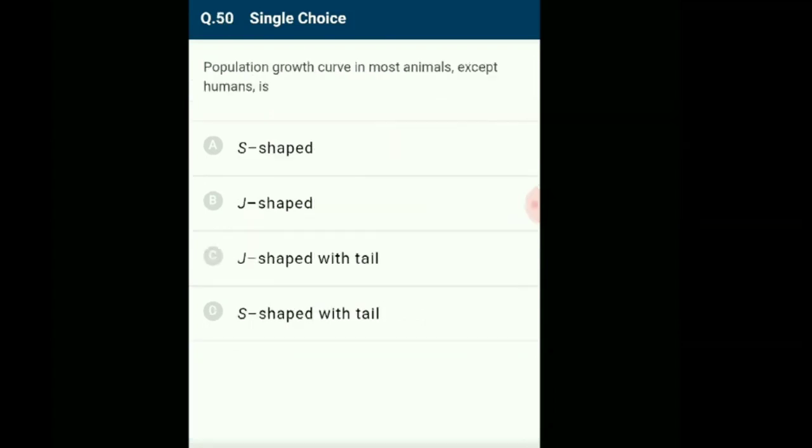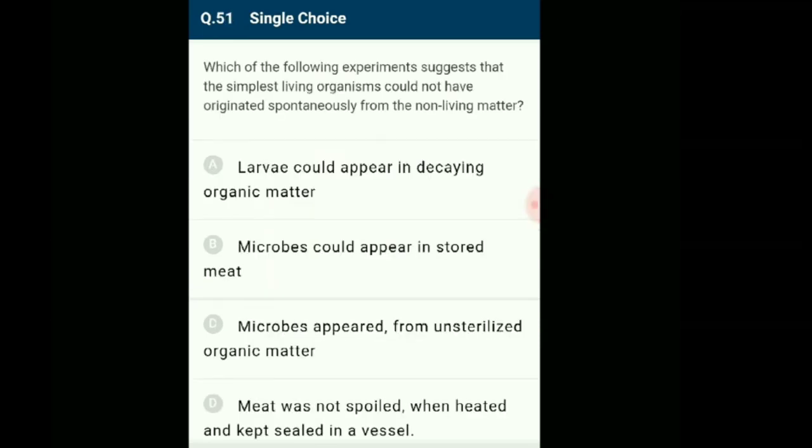Question number 50. Population growth curve in most animals except human is. Population growth curve in most animals except human is S-shaped, while in human it is J-shaped. So the answer is option A, S-shaped.